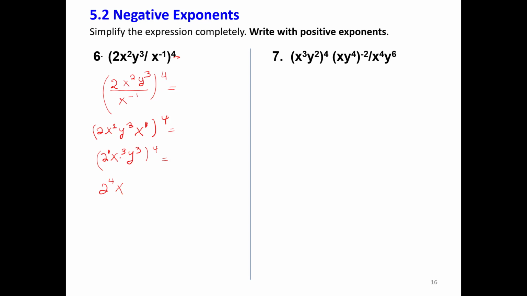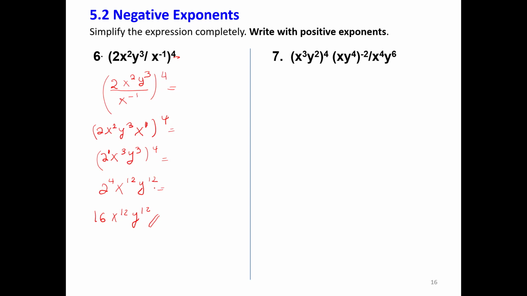Now we had a power of a power. We need to multiply the exponents. 3 times 4 is 12. For y, 3 times 4 is 12. Because we need to simplify completely, we need to solve 2 to the 4 power: 2 times 2 is 4, 4 times 2 is 8, 8 times 2 is 16. And we had 16 x to the 12 y to the 12, and this is the answer. And this is the result.